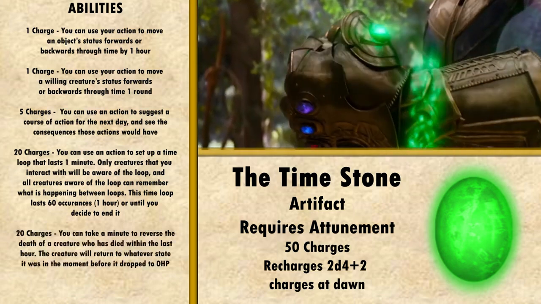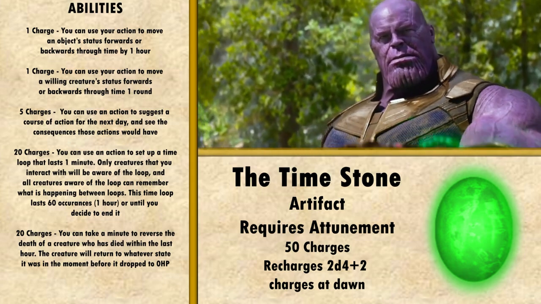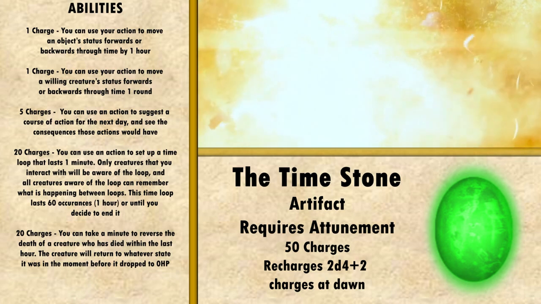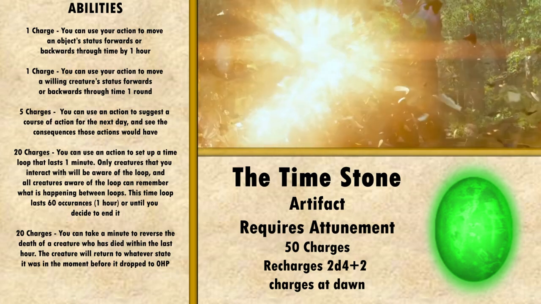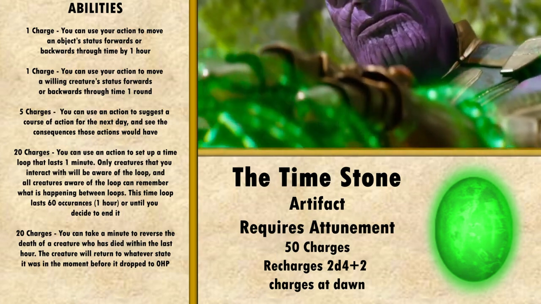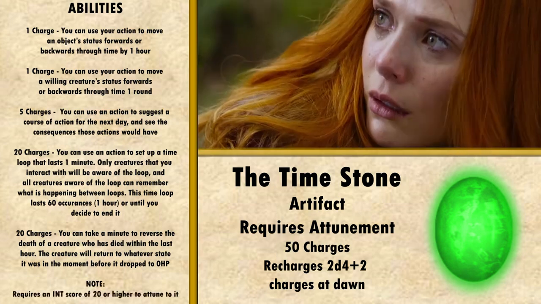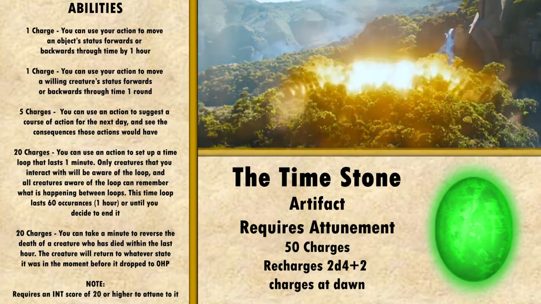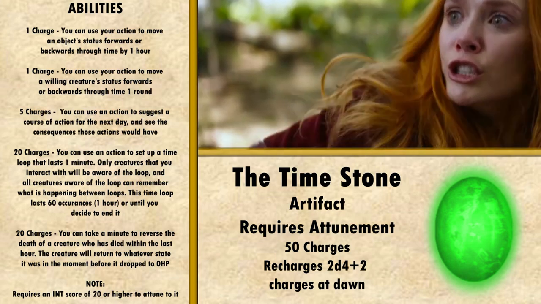Finally, for 20 charges again, you can take a minute to reverse the death of a creature who has died within the last hour. This will return that creature to the state that it was at just before it dropped to 0 HP. As with all the Infinity Stones, the Time Stone requires attunement, and in order to attune to this, you will require an intelligence score of 20 or higher.